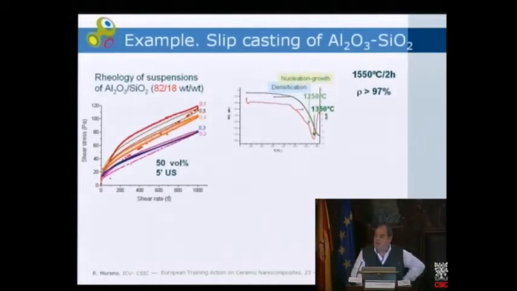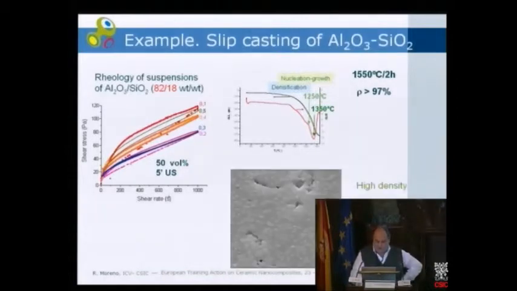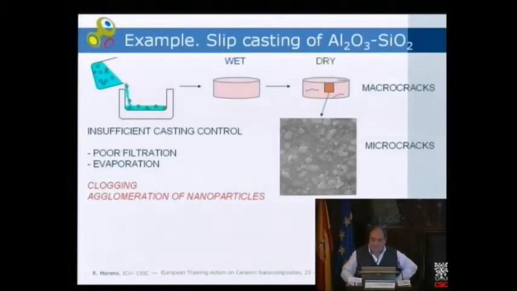Well, in this case, we have studied all the processing parameters and so on, but what we obtain at the end is that slip casting promotes high-density materials, but heterogeneous, and some macro cracks appear at the surface. During slip casting, we are not always able to control the filtration because of the large area-volume ratio that promotes fast evaporation at the surface in contact with air. So sometimes we are not really filtrating, but just evaporating and drying.